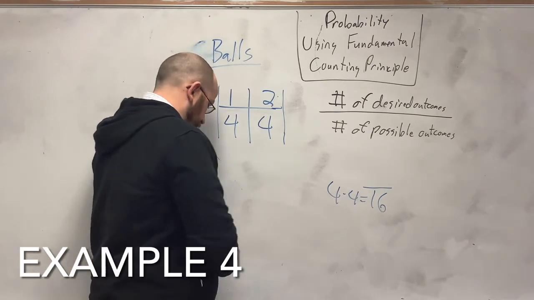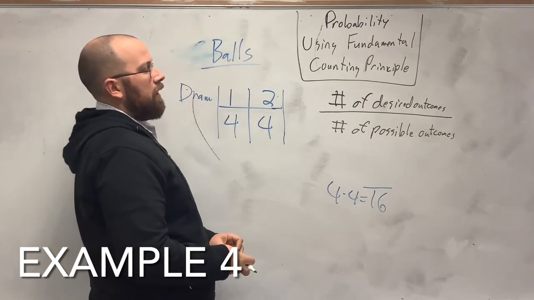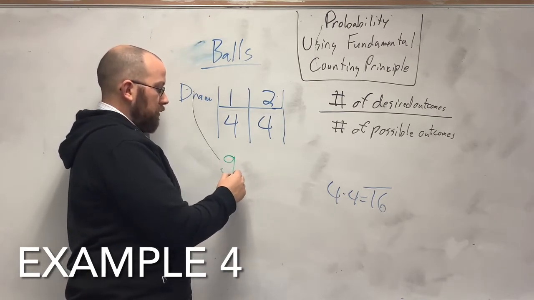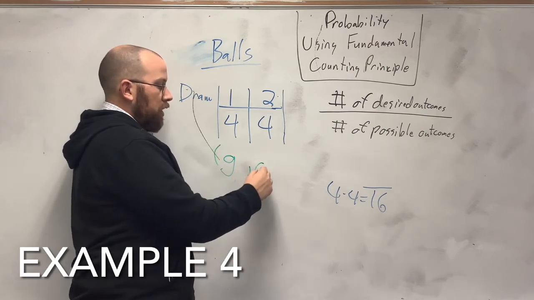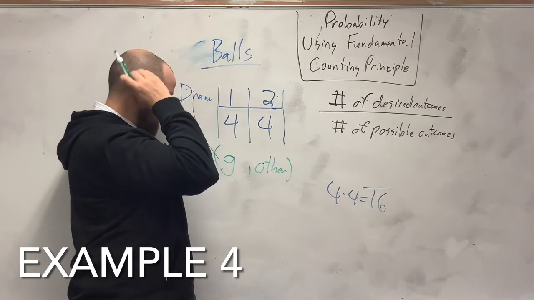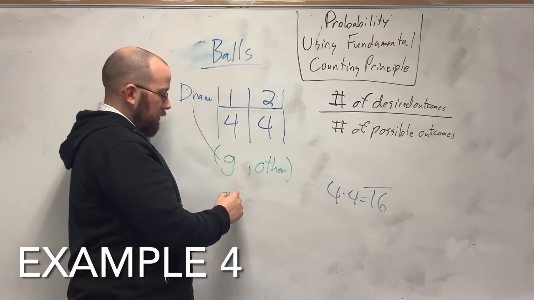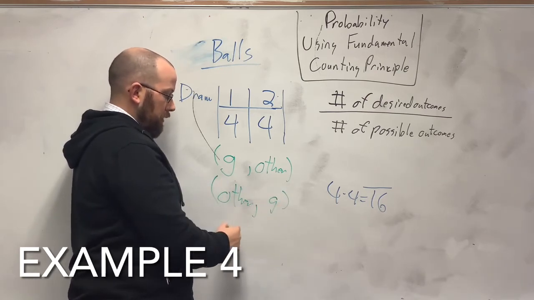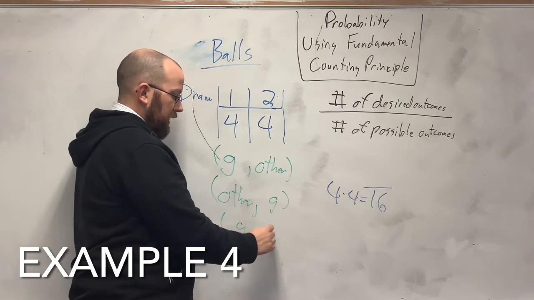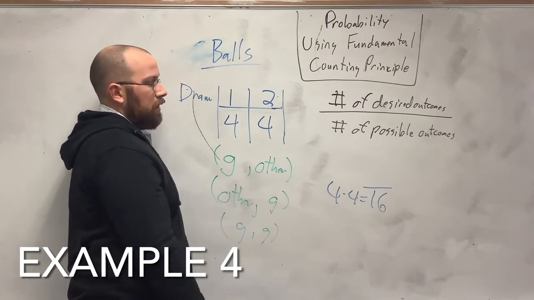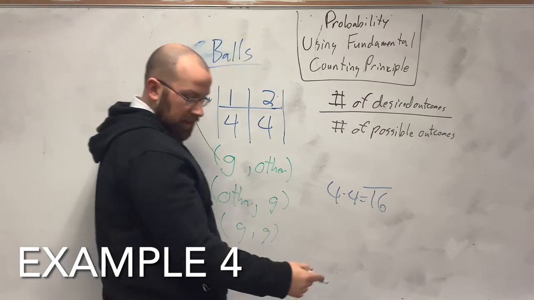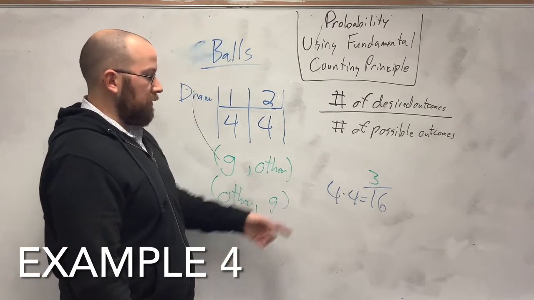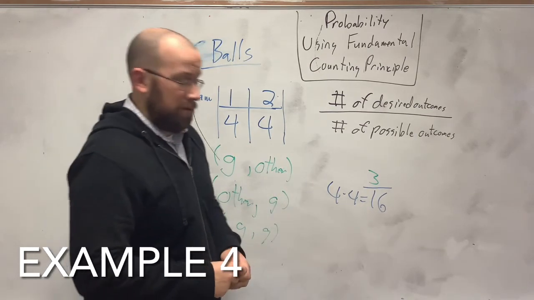Now, what is my number of desired outcomes? On my first draw, I can draw green, and on my second one, I can draw any other color that I want. Or I could draw any other color and then green. And then my last one could be green and green. So there are 3 different possible outcomes, so I get 3 over 16. My number of desired outcomes is 1, 2, 3 different ones, and my possible outcomes is 16, so 3 over 16.